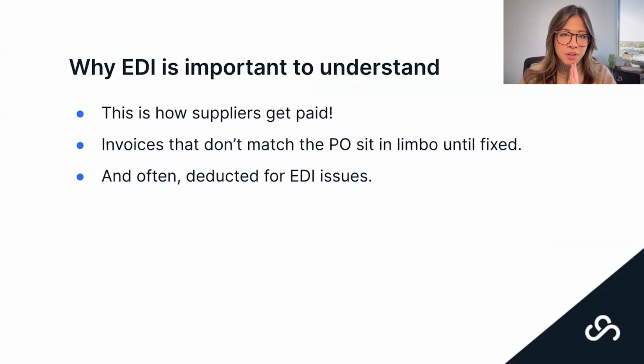So, for the example that I mentioned, let's just say Walmart issued a PO for $5 and you invoice them through EDI for $6 because your item setup is either incorrect or there's some sort of mismatch going on.